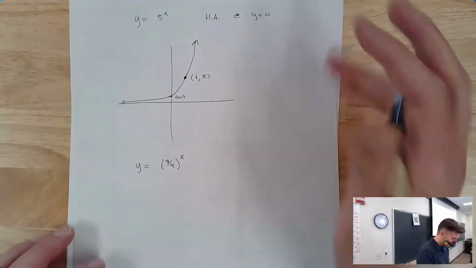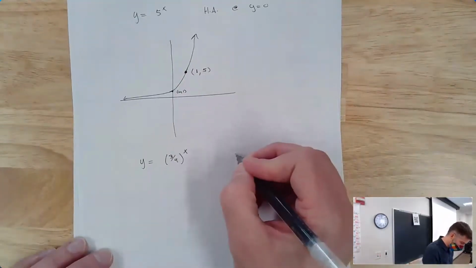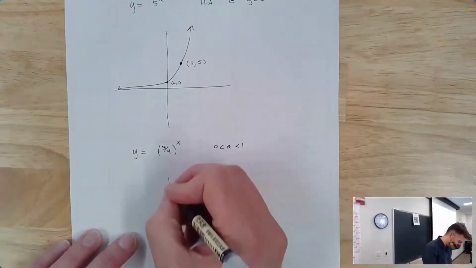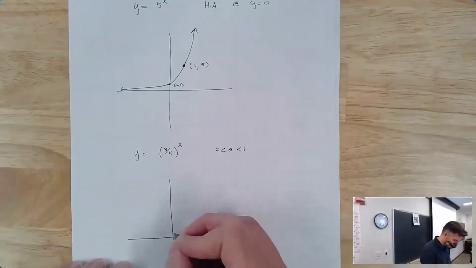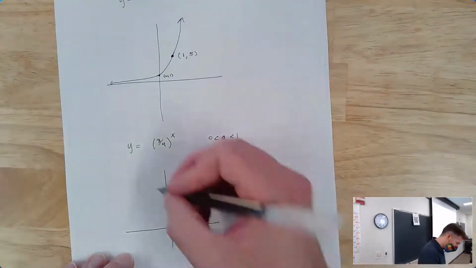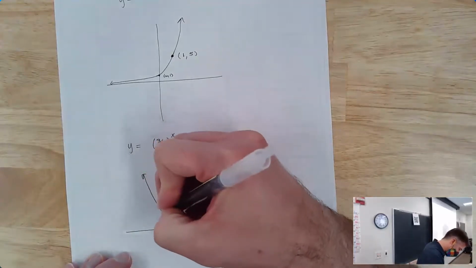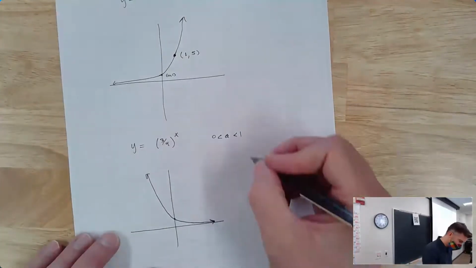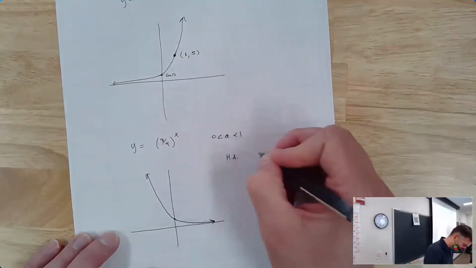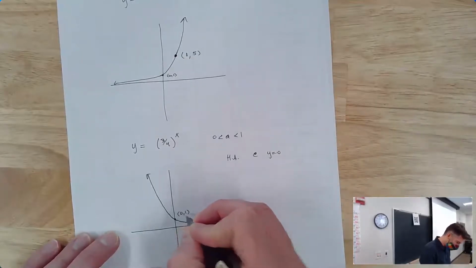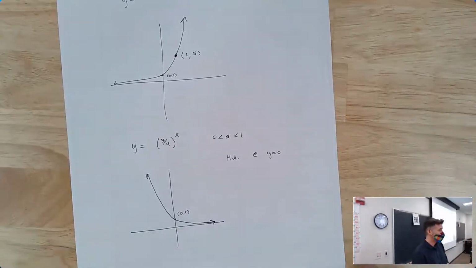Anyway, my base here is definitely less than 1, so I know that this is going to be decreasing from left to right. I'm still going to get the intercept at 0, 1, and it's going to look something like this. Still has a horizontal asymptote at y equal to 0. Still has the point 0, 1. You could include more points if you felt like you had to, but you don't have to.